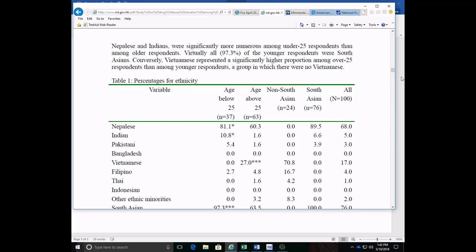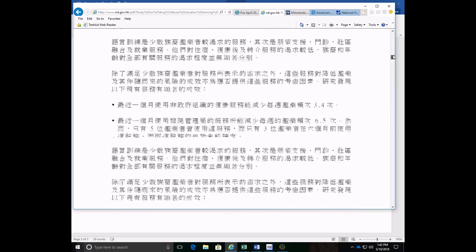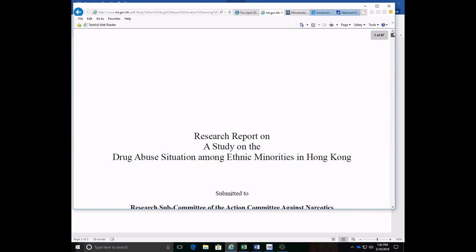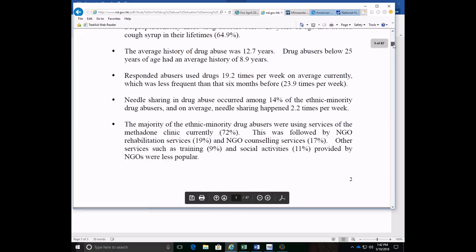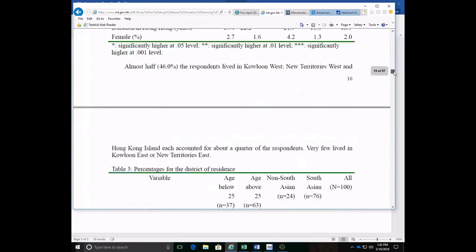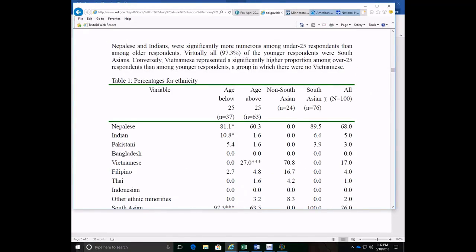What is their population? Well, you'd have to make an inference based on what the paper is trying to distinguish. They sampled 100 people and they're making a conclusion about drug abuse situations among ethnic minorities in Hong Kong. Okay, so the population would be ethnic minorities in Hong Kong, and the sample would be the 100 people that they actually posed the question to, shown here in the table as n equal 100.